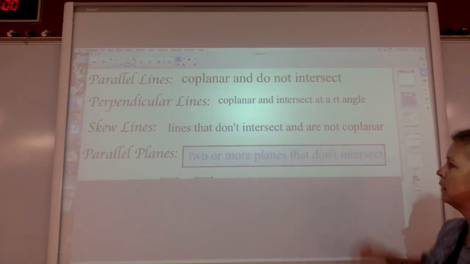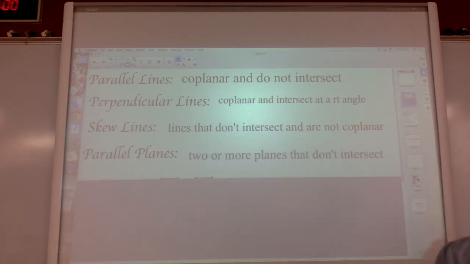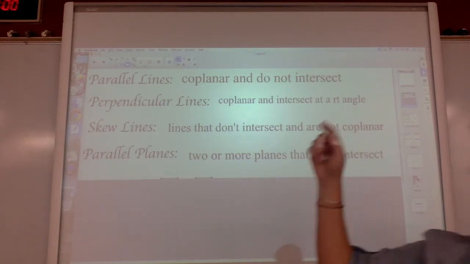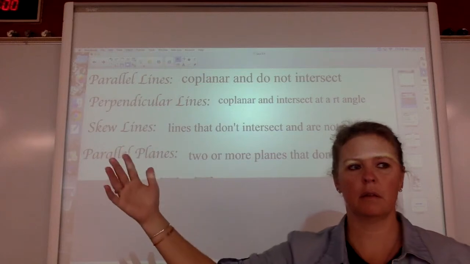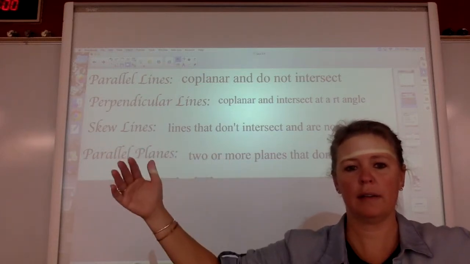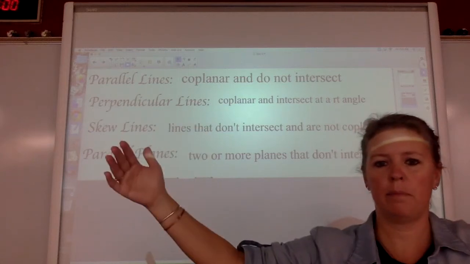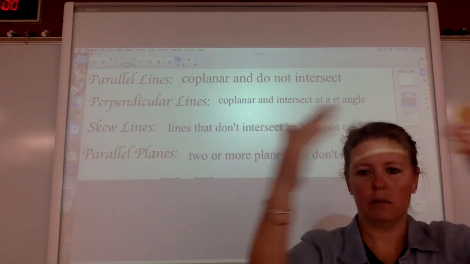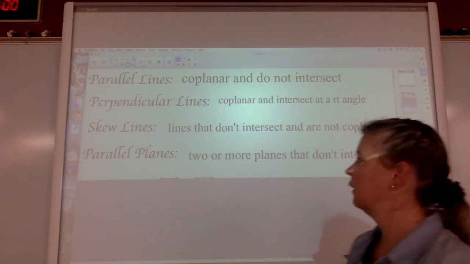Parallel planes, two or more planes that don't intersect. The floor and the ceiling are parallel planes. Hopefully your walls in your bedroom, four walls, two at a time, are parallel planes. They will never actually run into each other or intersect.